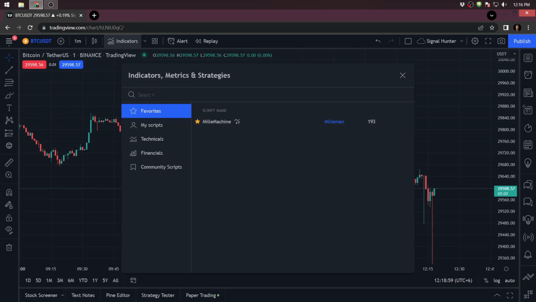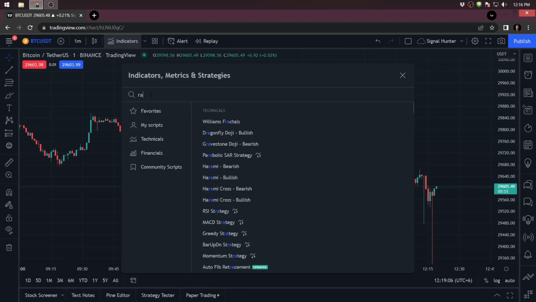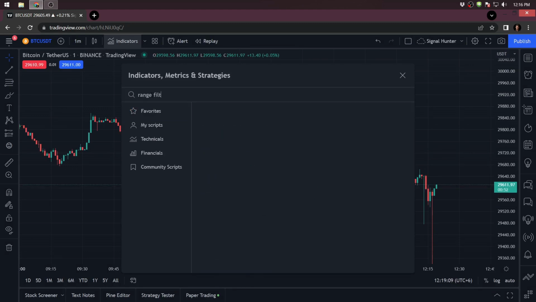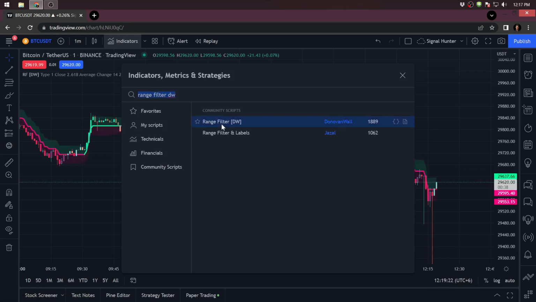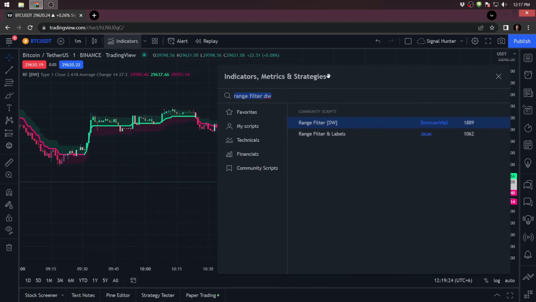Okay, now I have to add two powerful indicators, so I simply go to the TradingView indicator library, and the first indicator I want to add is named Range Filter DW. So I simply write here range filter DW. Once I write it, you can see one indicator by Donovan Wall, Range Filter DW. So I simply click to add it on my chart. Alright, we have successfully added this indicator on my chart.